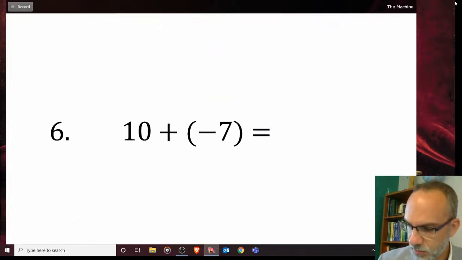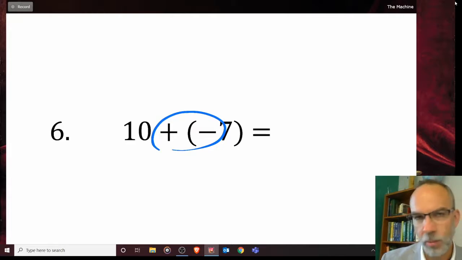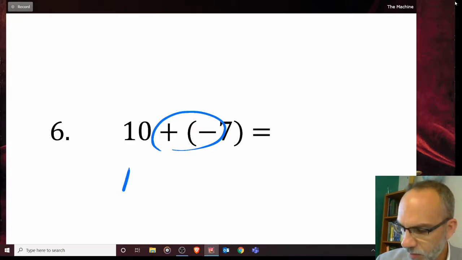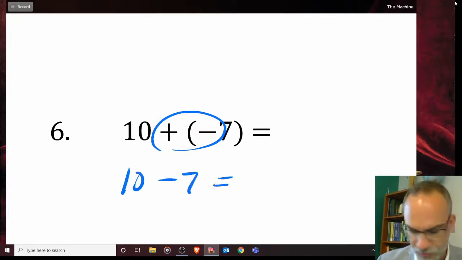6 would be 10 plus a -7. I'm going to change these signs into 1. When I see two signs, I'm going to change them into 1. 10 minus 7, 3.